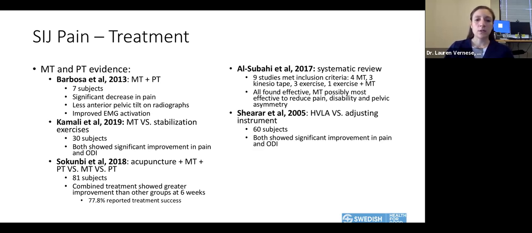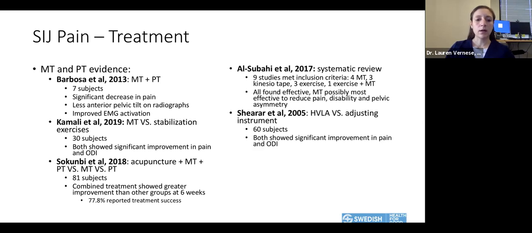In 2019, there was a study done on 30 subjects looking at manual therapy versus stabilization exercises. Both were shown equally efficacious in improving pain, and also ODI, the Oswestry Disability Index, so looking at function, and there was no difference between the two groups. In 2018, there was a study looking at acupuncture, manual therapy, and physical therapy, so a combined approach, which is my typical approach to the patient, versus manual therapy alone versus physical therapy alone. And this in 81 subjects was shown that the combined group did better.